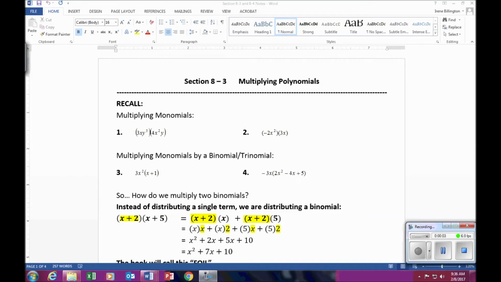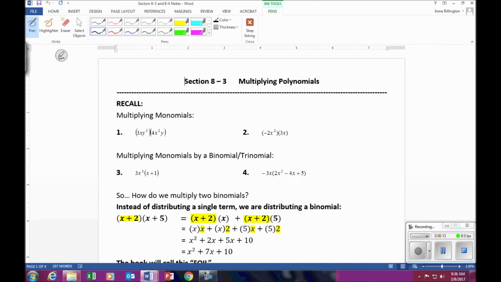In sections 8.3 and 8.4, we are going to continue looking at what happens when we multiply polynomials. Now, last chapter, we learned how to multiply two monomials together. We learned that you multiply the coefficients and you add the exponents. So 3xy to the fifth times 4x squared y to the first is 12x to the third y to the sixth.